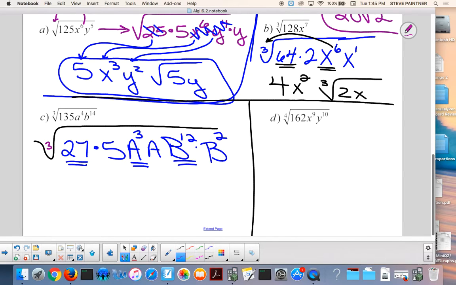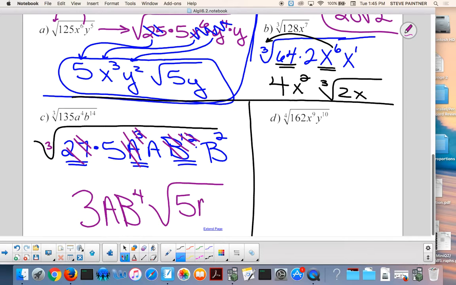Cube root of 27. 3. Cube root of a cubed. A. B to the 12th. B to the 4th. That's about all you know, guys, right there. The rest of the stuff inside, you just don't know. So the cube root of all the rest would just stay in there. 5 a b squared. And wait a minute. I should have a cube in here. You need to keep the cube in there because if you don't, then what you wrote is wrong. Then it would look like the square root, right?